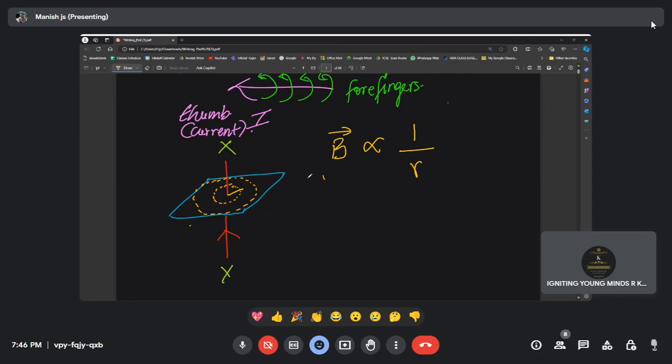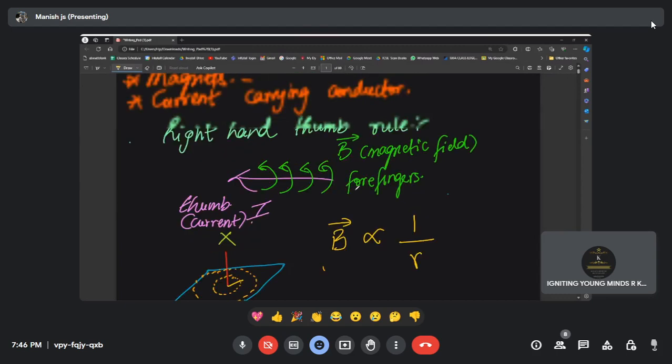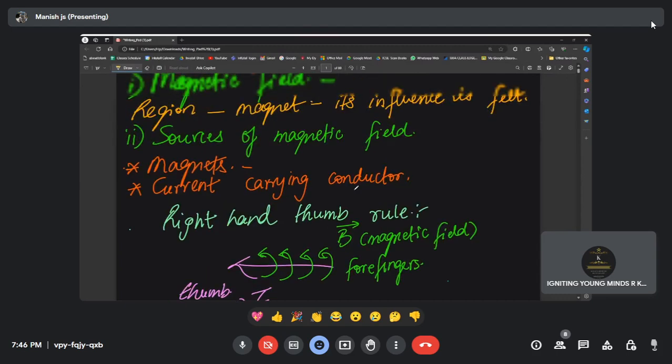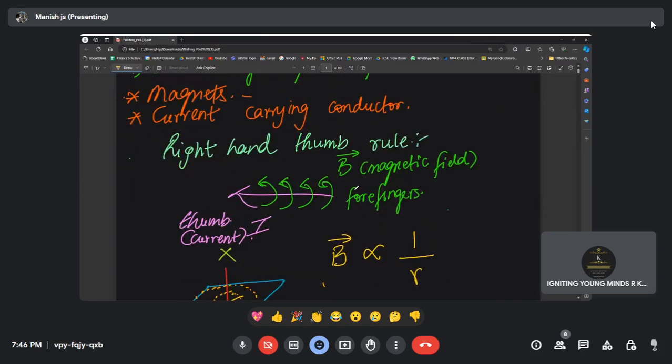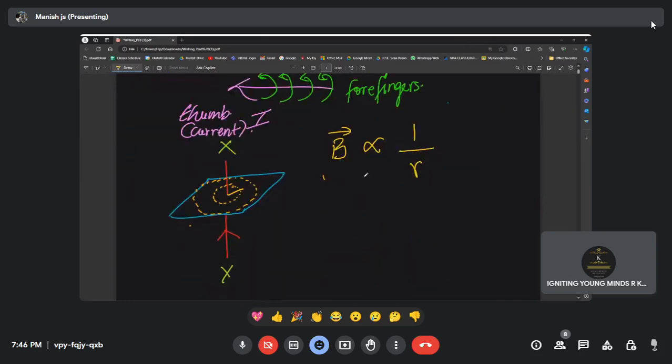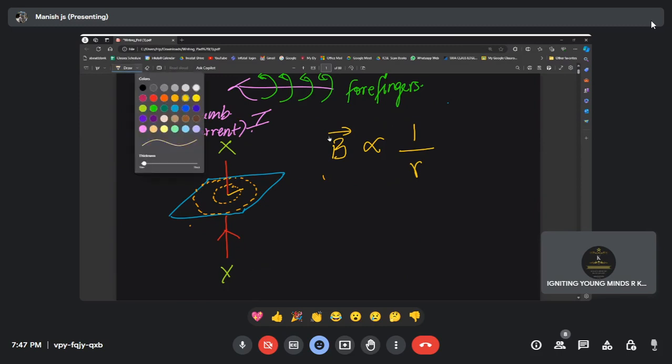So these are the concepts that we have seen so far. I'm going slow because this is very important for this chapter. The basics is what we have touched. What is magnetic field? Then what is right hand thumb rule? Then what is the magnetic field pattern around a straight current carrying conductor? So I'm writing that also here so that it will be reference notes for you.